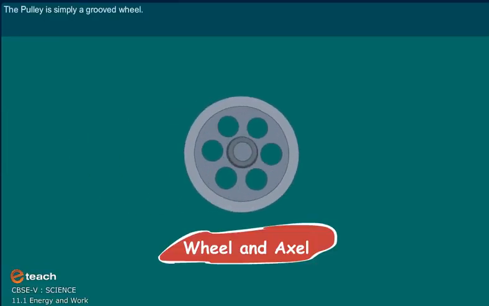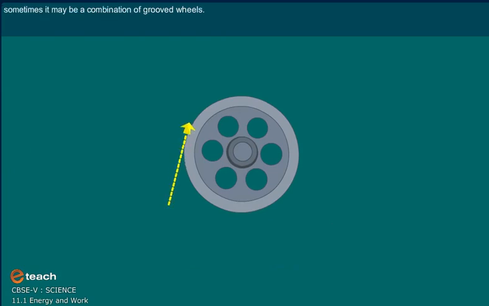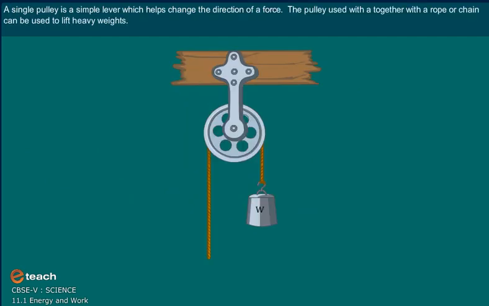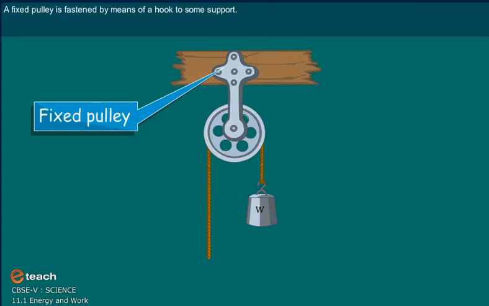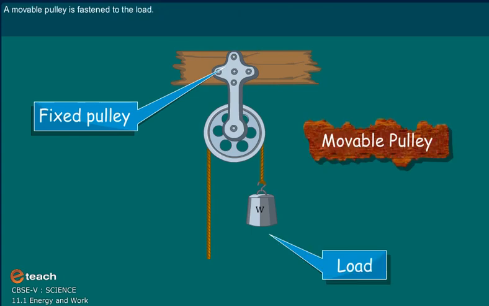The pulley is simply a grooved wheel. Sometimes it may be a combination of grooved wheels. A single pulley is a simple lever which helps change the direction of a force. The pulley used together with a rope or chain can be used to lift heavy weights. A fixed pulley is fastened by means of a hook to support. A movable pulley is fastened to the load.